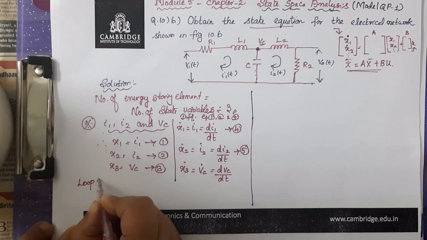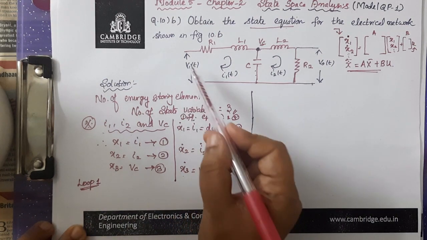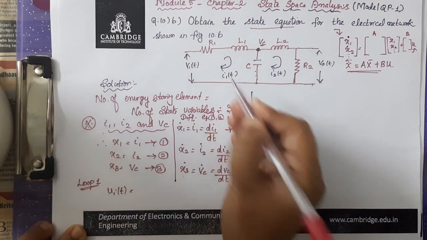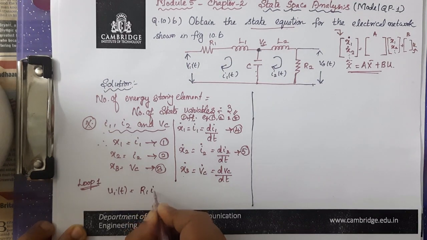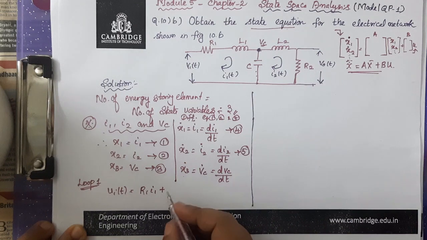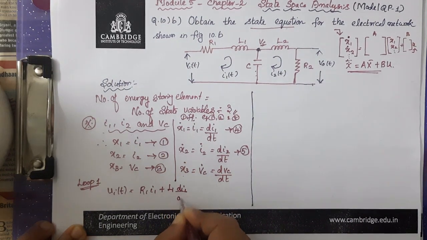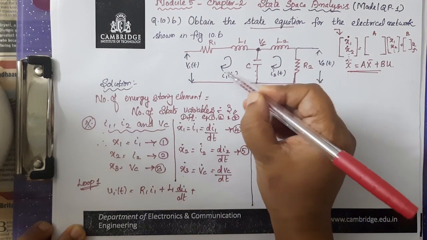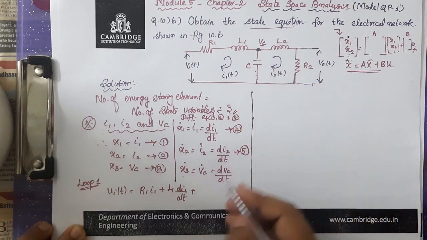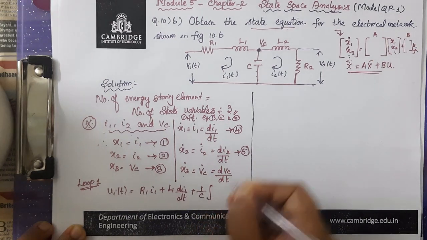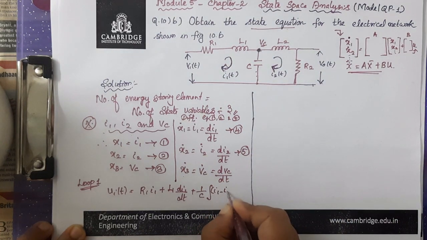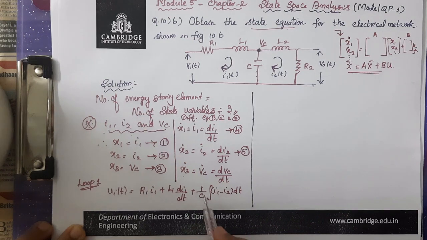At loop 1, the applied voltage is represented as Vi of t, which is equal to R1 I1 of t. So I can write it as R1 I1 plus L1 into di1 by dt, plus, we have a capacitor here, and look into the current flowing through the capacitor. We have I1 as well as I2. So here I can write it as 1 by C into integral, look into the direction of the current flow, I1 and I2 opposite direction. So I1 minus I2 dt. 1 by C of integral I1 minus I2 of dt.